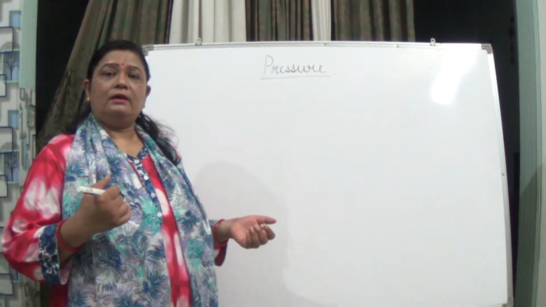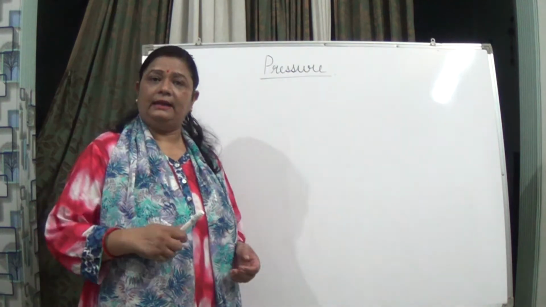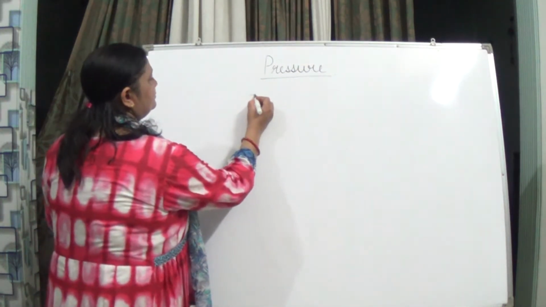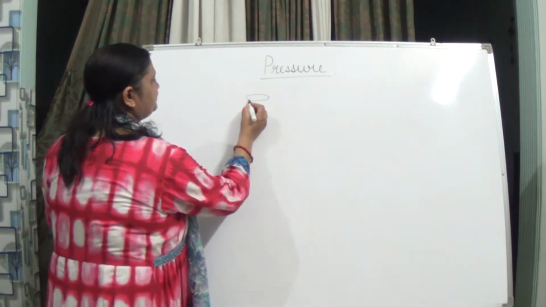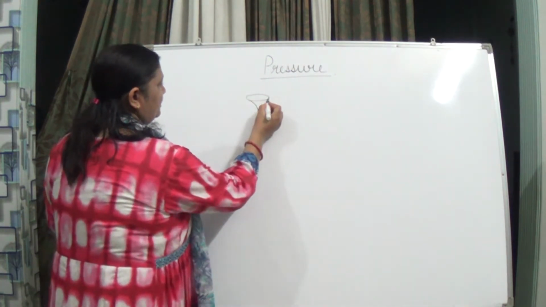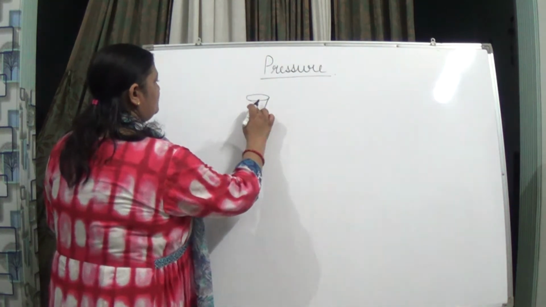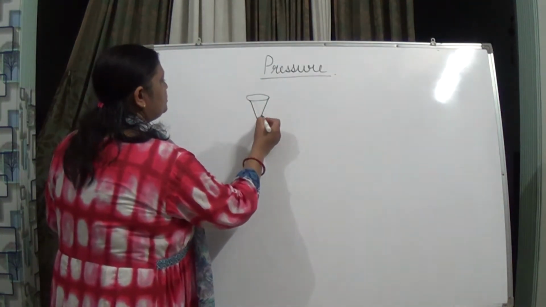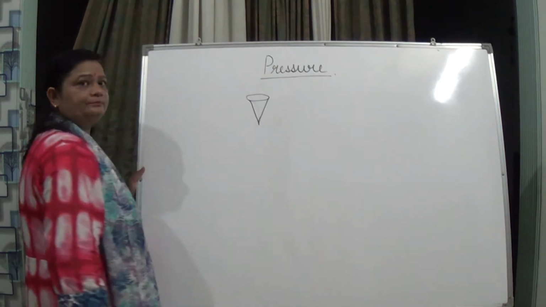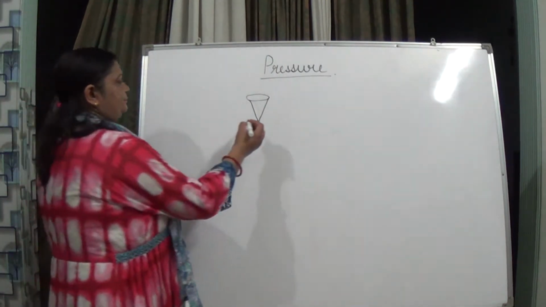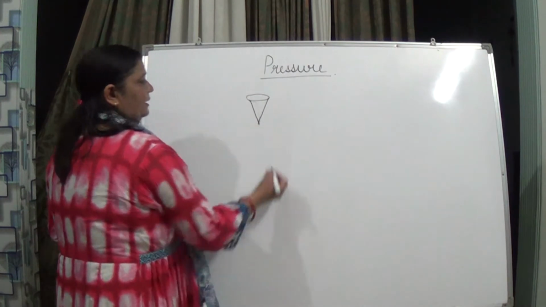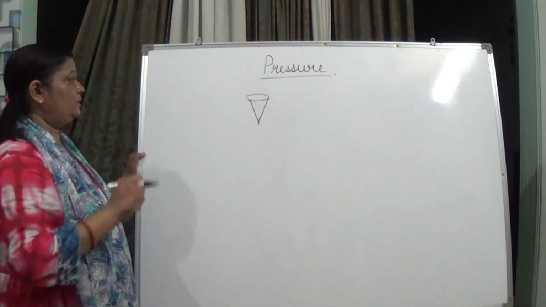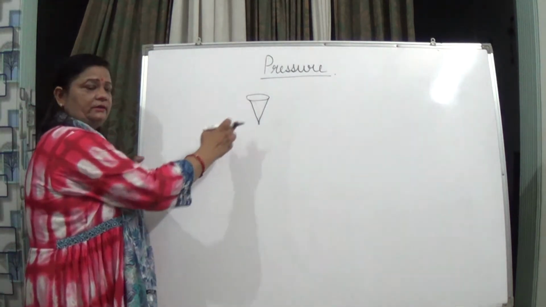Suppose you are taking a nail. How does a nail look, beta? This type, isn't it? A nail. In the nail, what do you see? That here it is totally pointed. You go on hammering this pointed nail on the wall.